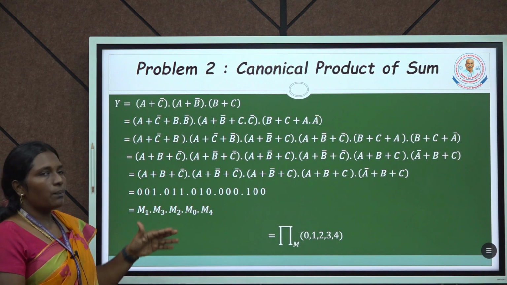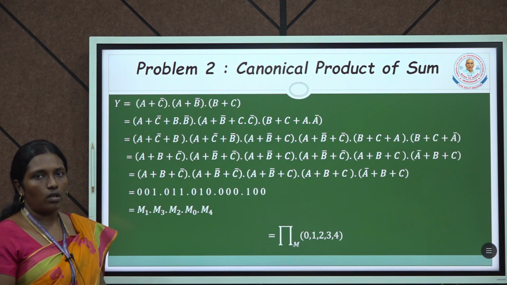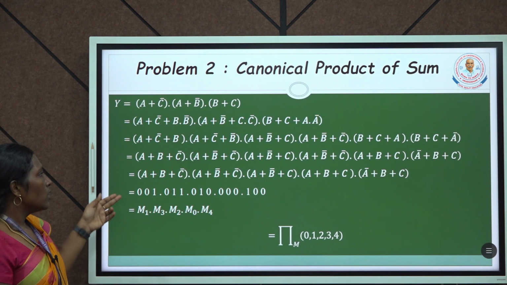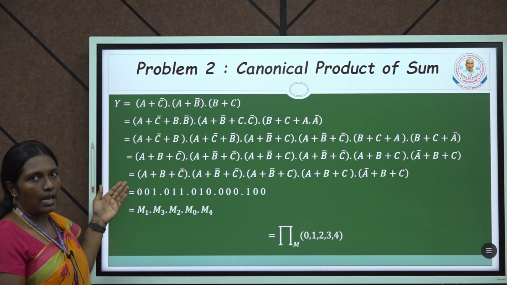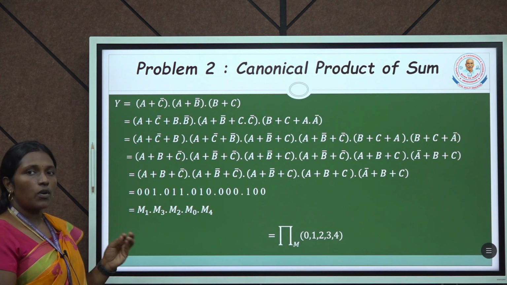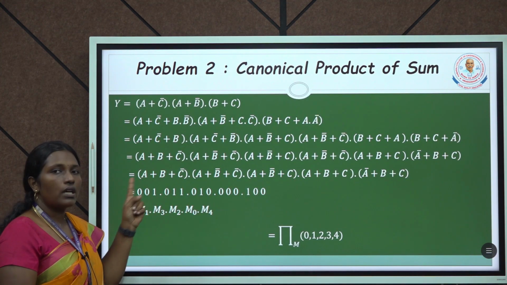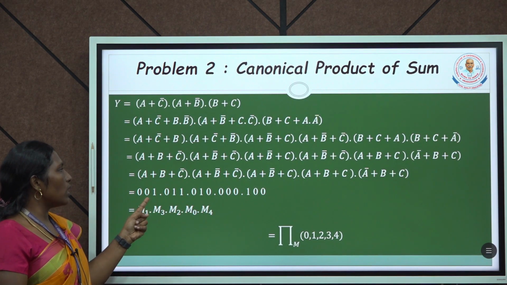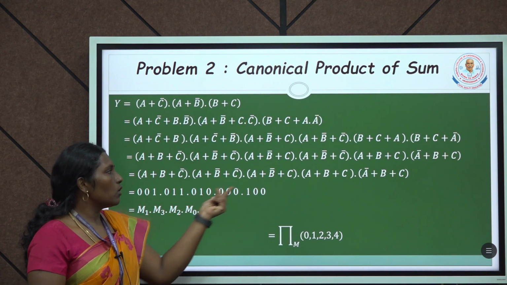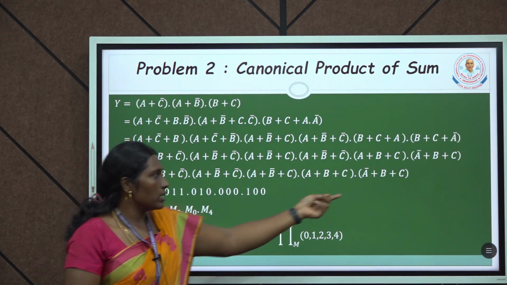The fourth step is, after expansion, we have to see whether the terms are repeated or not. If the terms are repeated, we omit the repeated term and write the answer. After omitting, we get this answer. Then we write it in binary form. For product of sum, the uncomplemented form is 0 and the complemented form is 1. That is 0, 0, 1 for this term, 0, 1, 1 for this term, 0, 1, 0 for this term, 0, 0, 0 for this term and 1, 0, 0 for this term.